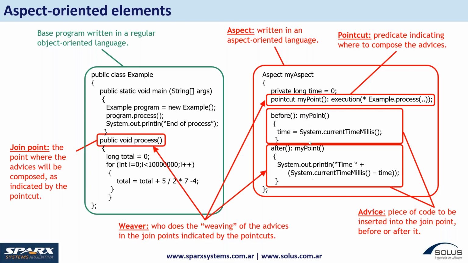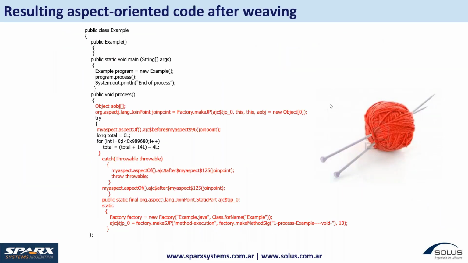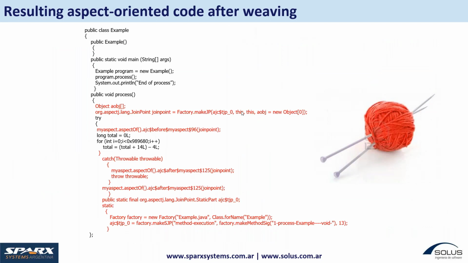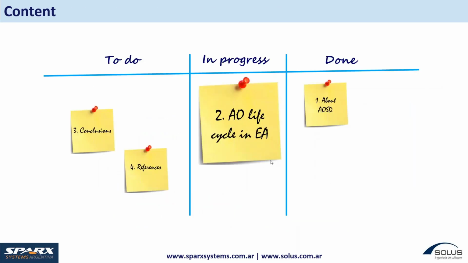And of course, we need the weaver, which will be weaving all the advices following what is indicated in the pointcut, in those join points in the whole system that match the text indicated. Well, these are the concepts. After weaving these pieces of code, the base code and the aspect are woven. In this case, we can see the resulting code after weaving the base code and our aspect. Well, these are the concepts that we have to understand to see how to implement aspect-oriented modeling in Enterprise Architect.